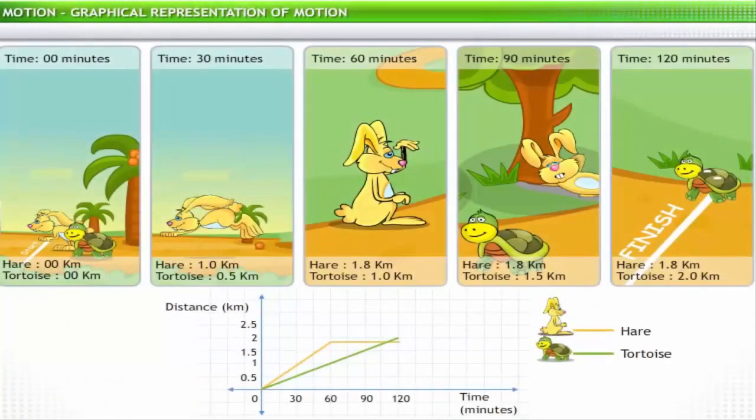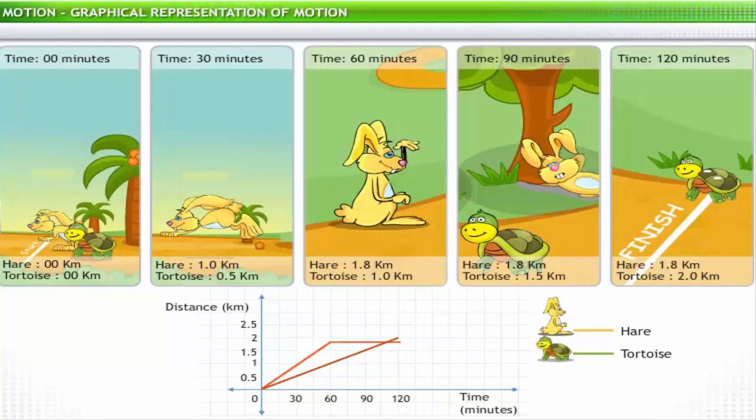Similarly, the graph represents the same data. Can you see how the hare was making progress? But the hare lagged behind in the end because he stopped at 1.8 kilometers. The tortoise, on the other hand, walked without stopping and made steady progress. Isn't it easy to make out who won the race and how?